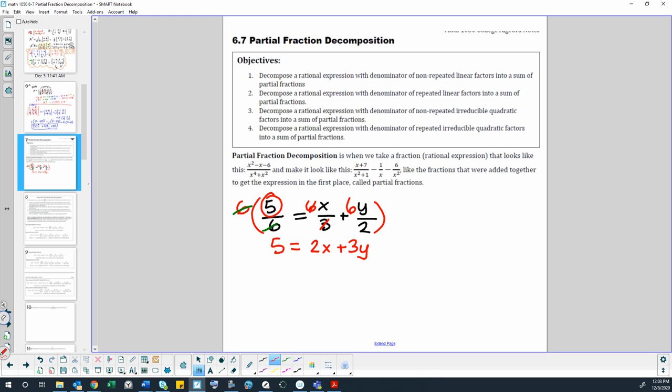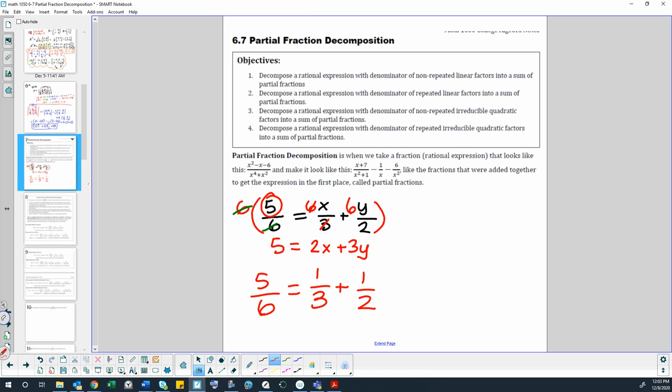So if I find those values, then I know my answer is that 5/6 is the sum of 1/3 and 1/2, because 1 times 2 plus 1 times 3 adds up to 5. So anyway, that's in a nutshell what we're accomplishing today.